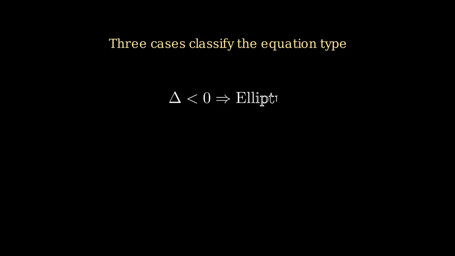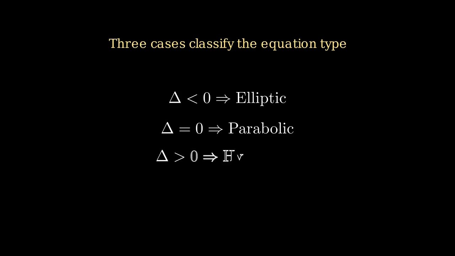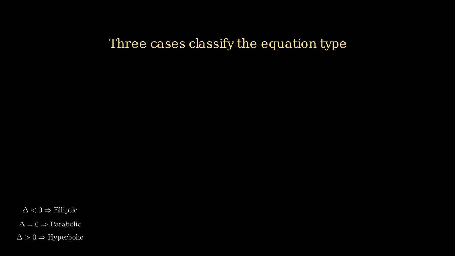If delta is negative, the equation is called elliptic. If delta is 0, the equation is called parabolic. If delta is positive, the equation is called hyperbolic.